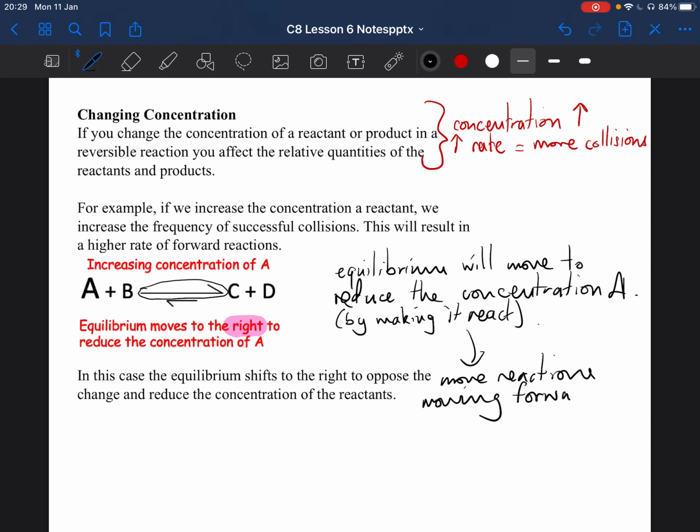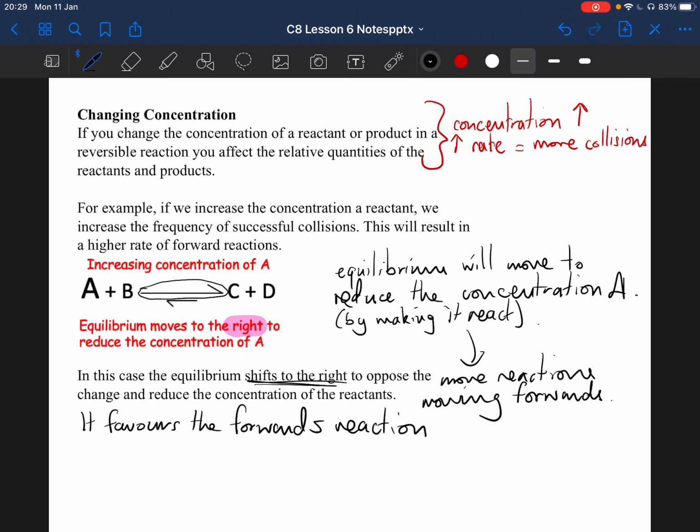Now, in an exam, you might be asked to predict this, and what you should actually say is that equilibrium shifts to the right to oppose the change and reduce the concentration of the reactants. And you can also use the term that it favours the forwards reaction, because it does. It's moved right in order to reduce the amount of A, and so it has favoured that forwards reaction. There are more forwards reactions happening than there are reverse or backwards reactions.